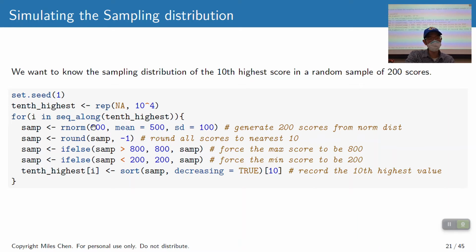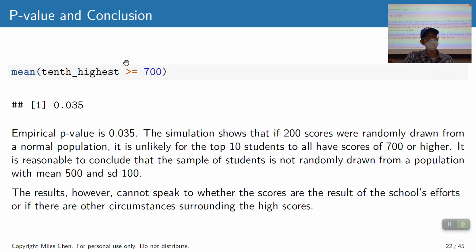Okay, so here I'm going to draw 200 values from the normal distribution, and then we're going to sort them and take the 10th highest score. And we're going to store all of those values. We're going to do this 10,000 times, 10,000 samples of 200, and each time we're calculating the 10th highest score. And then we say, how often is that 10th highest score greater than or equal to 700? And we get a value of 3.5%. Okay, we get an empirical value of 3.5%.